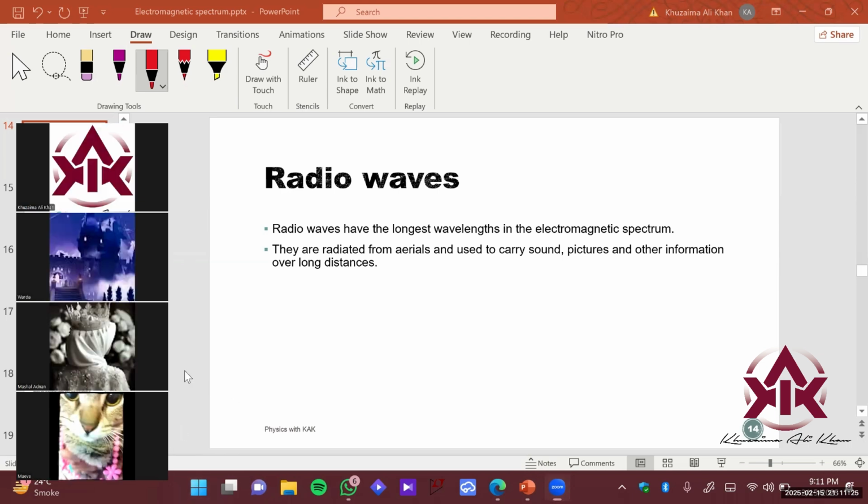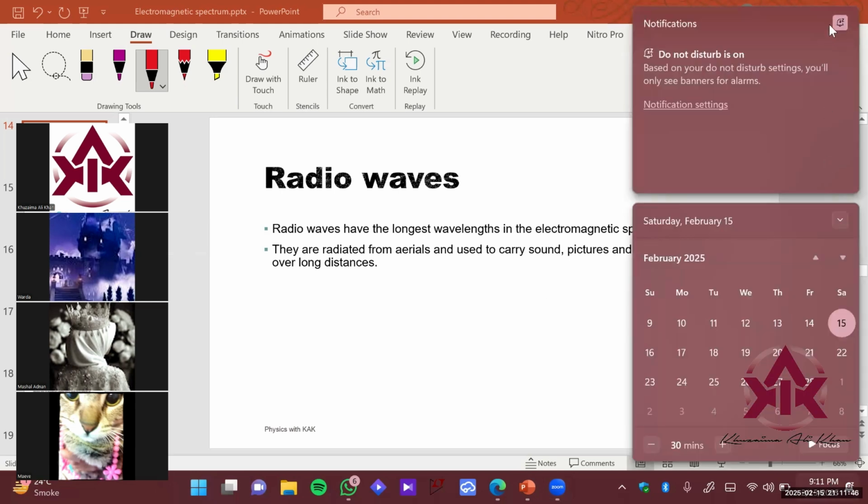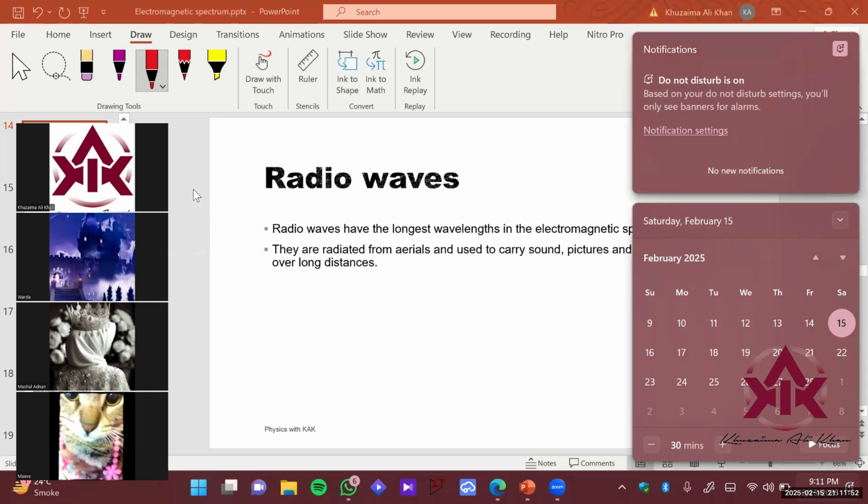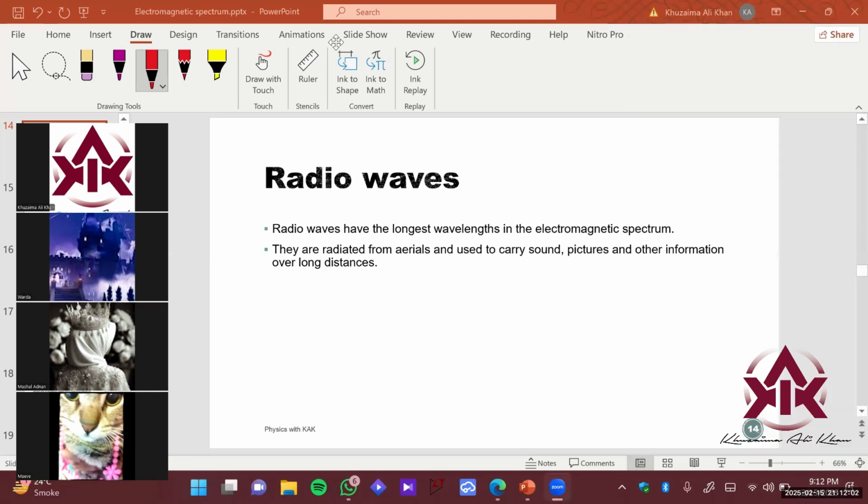Just tell me, where do you find radio waves in real life? Where do you find radio waves in your real life applications? You have observed this. Sir, maybe, for example, when we send a submarine underwater and we need to check the surroundings, I guess we use radio waves. Perfect.